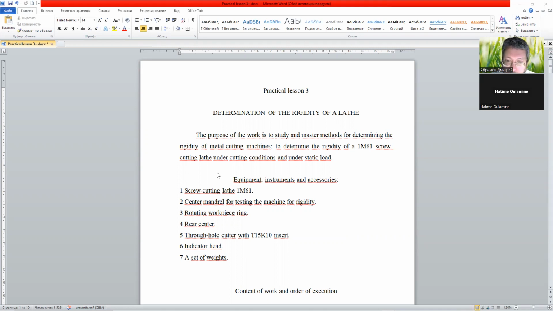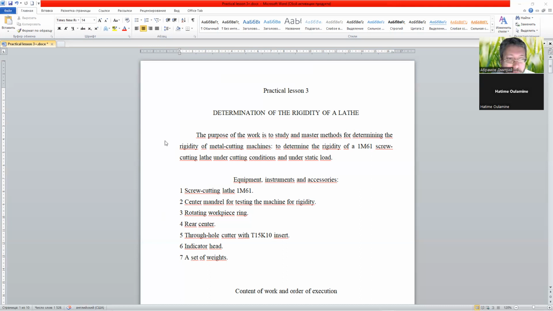What equipment, instruments, and accessories do we need? We need a screw cutting lathe 1M-61, a center mandrel for testing the machine for rigidity. Third, a rotating workpiece ring. Fourth, a rear center. Through-hole cutter with T15K10 insert. Indicator head. A set of weights.